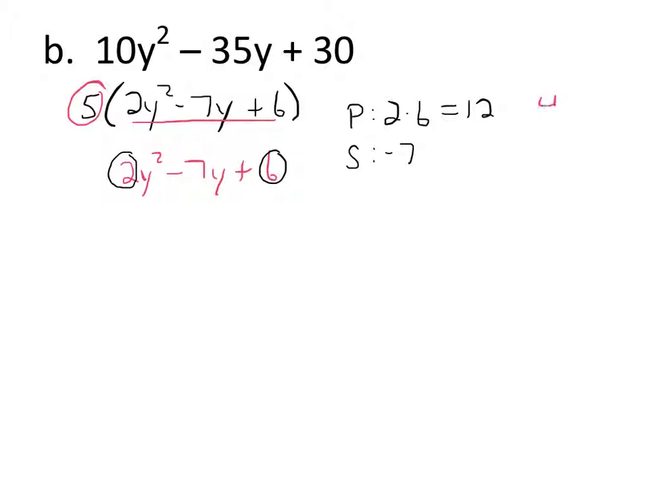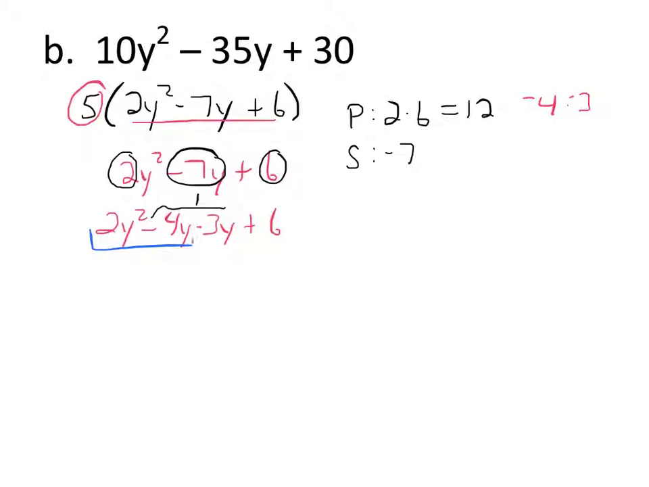So 4 and 3 come to mind. And 4 times 3 is 12, but we need a negative 7, so we'll make them negative 4 and negative 3 because the product of those two is still positive 12. So we will rewrite our trinomial as 2y squared minus 4y minus 3y plus 6. And again, our two middle terms replaced our negative 7y.